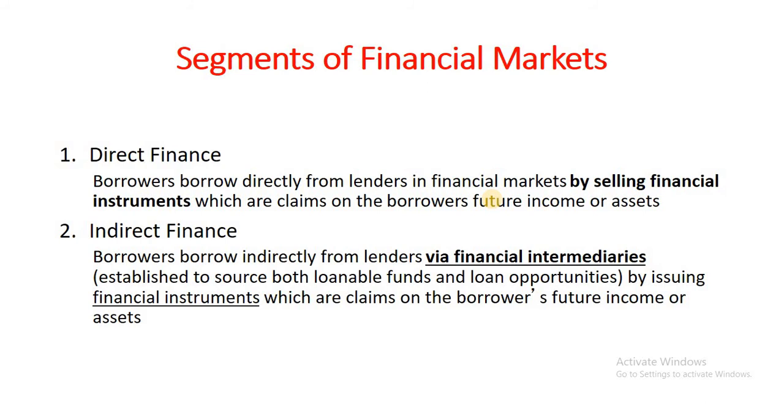Now let's look at the segments of financial market. There are two broad segments, direct finance and indirect finance. If funds are transferred through financial markets, that means by selling financial instruments, that's called direct finance. For example, if Square Pharma issues new bonds or stock shares, then these will be known as direct finance. So if funds are transferred by selling financial instruments like share, bond, this is known as direct finance.